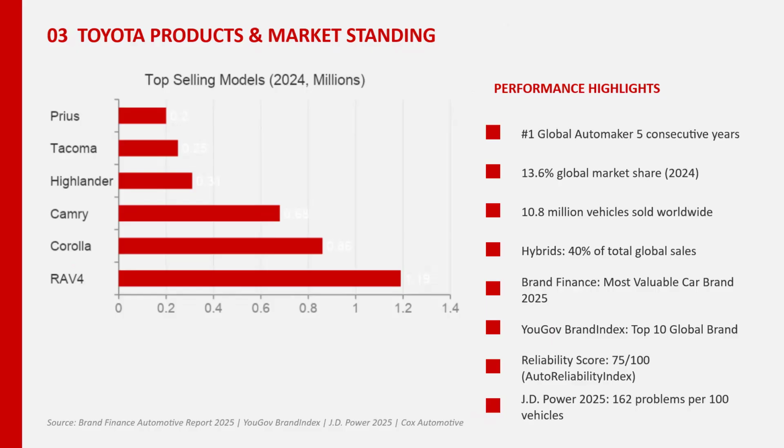Toyota has been the number one automaker globally for 5 consecutive years. Its reliability score per Auto Reliability Index is 75 out of 100, which is the highest among mainstream automakers.